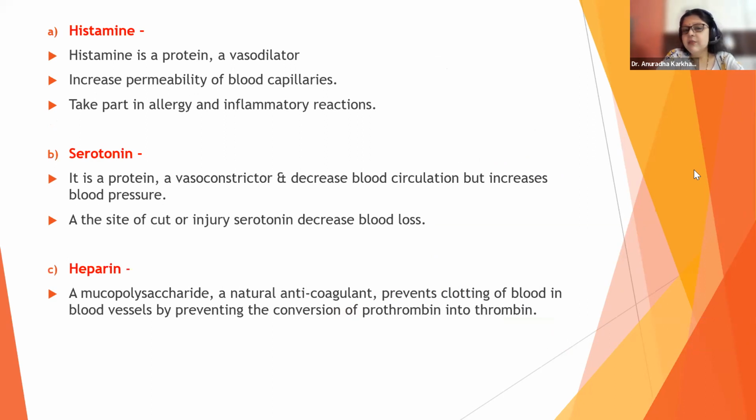How is it functionally important? It is the one which will produce histamine, heparin, and serotonin. These are the 3 important secretions of the mast cells. See, histamine is a protein which is a vasodilator. Means it will increase the lumen of the arteries and veins. It's a vasodilator.